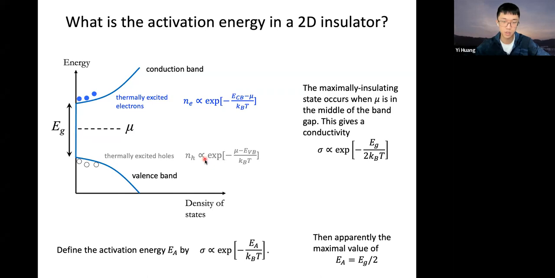Often in an experiment, when they measure the conductivity, they see that it's proportional to the exponential of minus some constant energy divided by kBT. They define the activation energy by this constant in the exponential. By comparing these two expressions, you will see that naively, it seems like the activation energy is just equal to half the band gap.